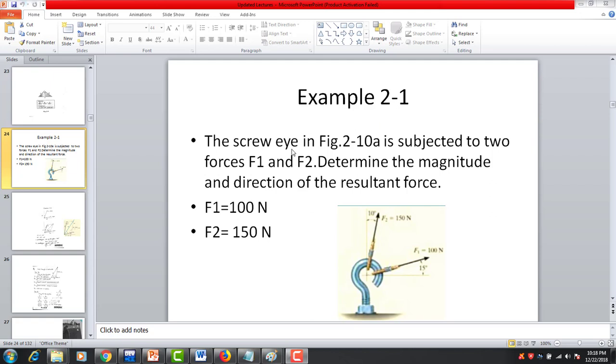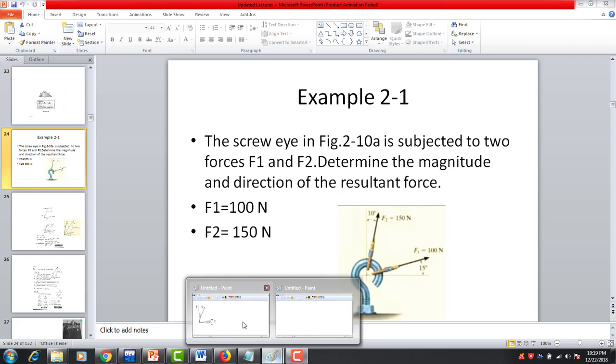Read the question. The question has mentioned the screw eye is subjected to two forces F1 and F2. This is F1 and this is F2. Determine the magnitude and direction of the resultant force. So we have to find the resultant force and direction.